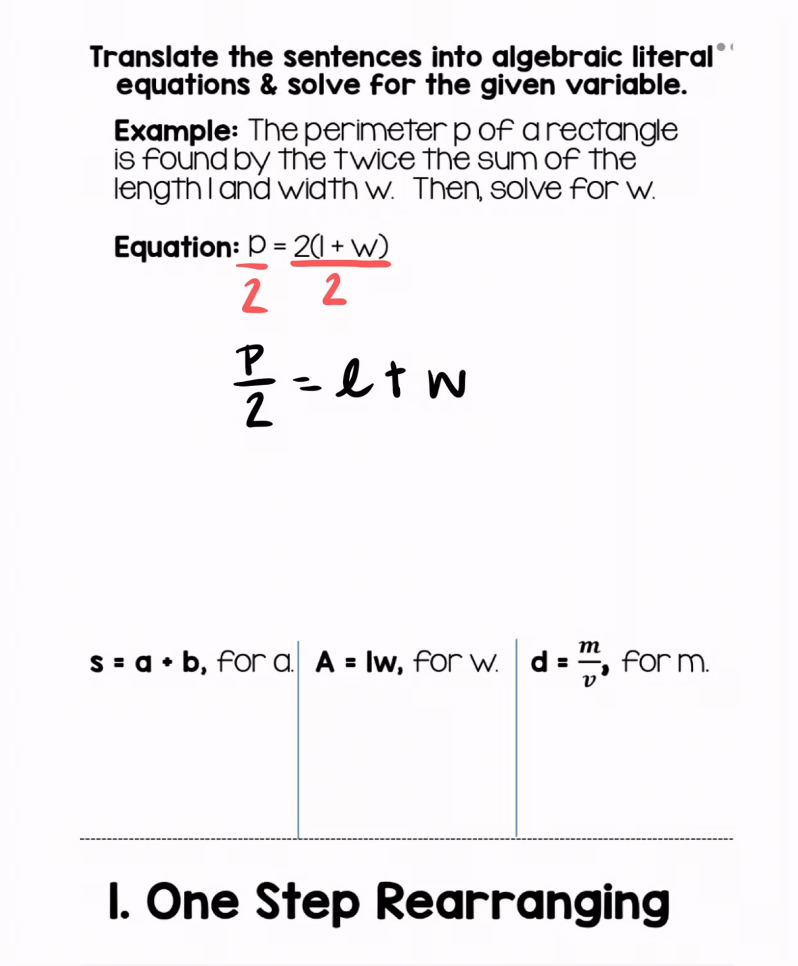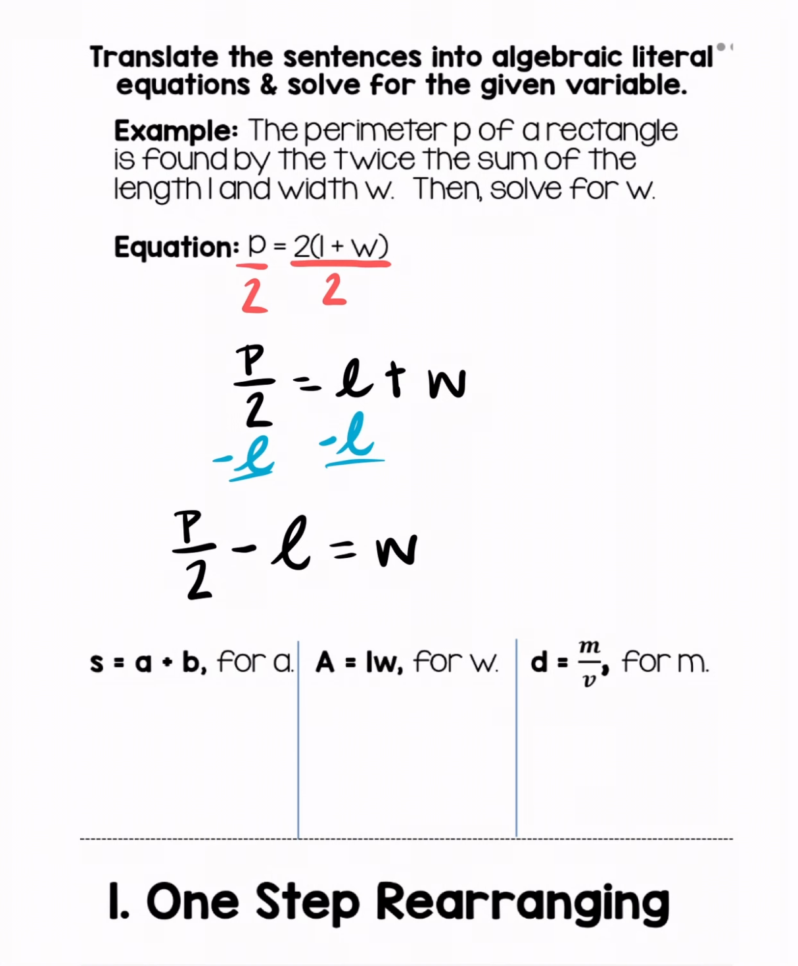So we're adding L to W, so instead we're going to subtract L on both sides. Okay, again, we cannot combine these terms. They're not alike terms, so we just have to leave it how it is. So I have P divided by 2 minus L is equal to the width. So I have now solved for W. So W is the perimeter divided by 2 minus the length. Okay, so that's us rearranging the equation.